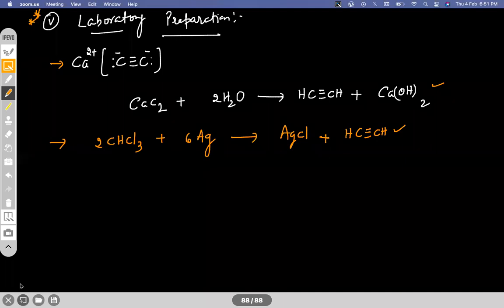Okay, now one last method we have, in which we can prepare higher alkynes from the smaller ones. Means one alkyne can be converted into another alkyne. So write down, preparation of higher alkynes. Higher alkynes can be prepared with the help of Grignard reagent. Grignard reagent is RMgX. I have discussed Grignard reagent before.